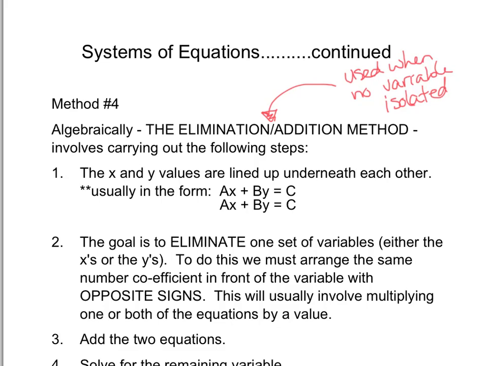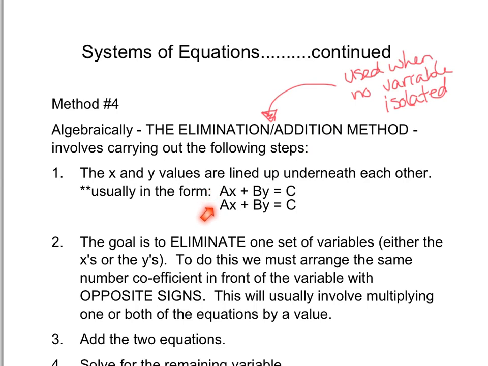In this lesson, we're going to be looking at the fourth and final method that we can use to solve systems of equations. This fourth method is called the elimination method, and we use the elimination method when we have no variable that's already isolated in our equations. So here is an example.